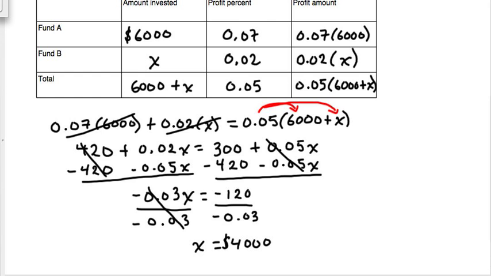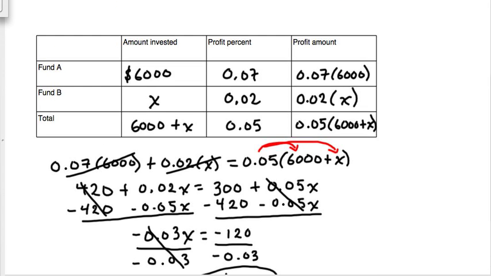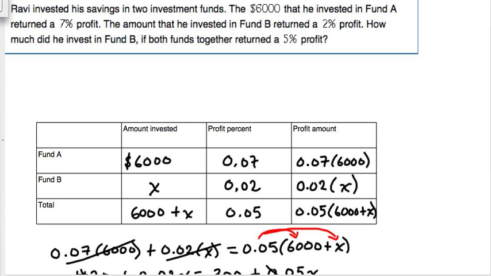And what this tells us is that Ravi invested $4,000 in Fund B, and at a 2% profit for Fund B and a 7% profit for Fund A, he got a 5% profit from both funds together.